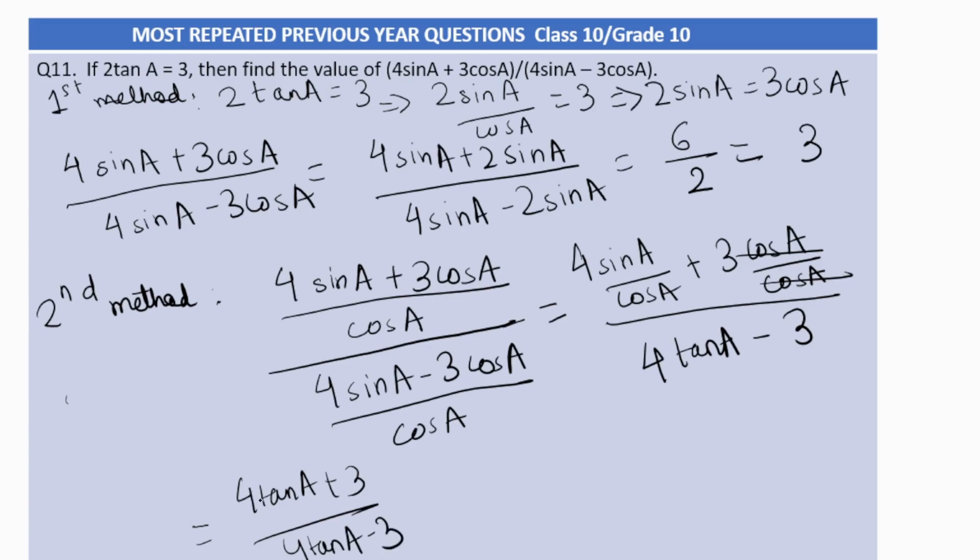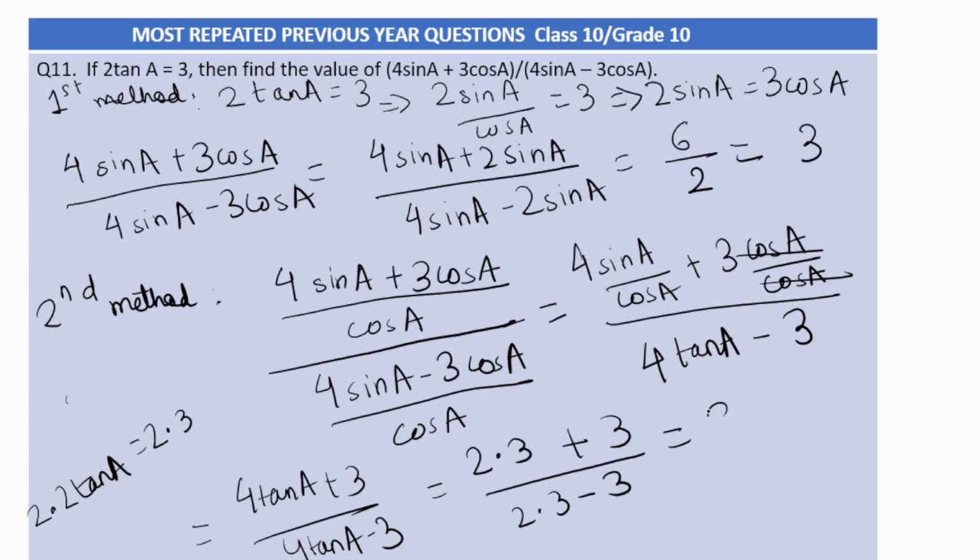Now I can substitute the value of 2 tan A. 2 tan A value is equal to 3. So it will become 2 into 3, because what is here? 4 tan A means 2 into 2 tan A, right? So instead of 2 tan A, I can write now 3. So it will become 2 into 3 plus 3, and here again 2 into 3 minus 3. So here it will become 9, and denominator it will become 6 minus 3, 3. So again, if you cancel out, what stays is 3.